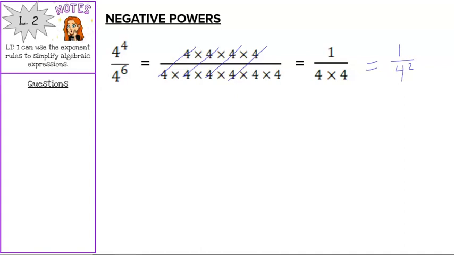So this is what we call exponential form when we leave an exponent in it. I could also go to simplified form and simplify it to 1 over 16 because I know 4 squared is 16.